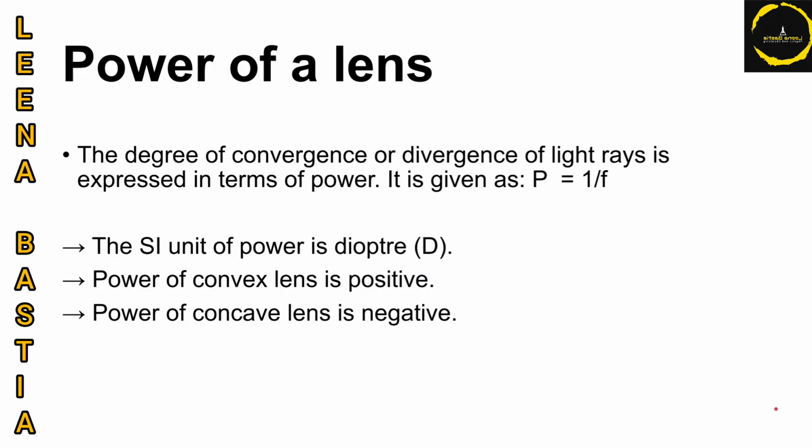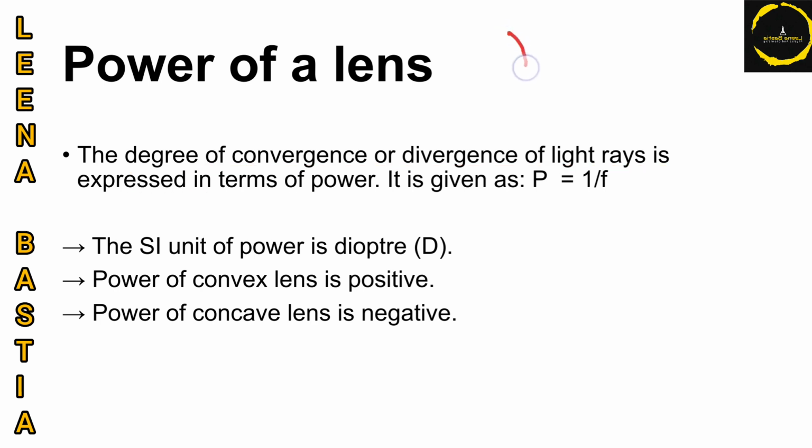The very first topic: first let us understand what is the power of a lens. The definition says the degree of convergence or divergence of a light ray is expressed in terms of power. That means the more the convergence or divergence, the more will be the power. Convergence or divergence means what here?